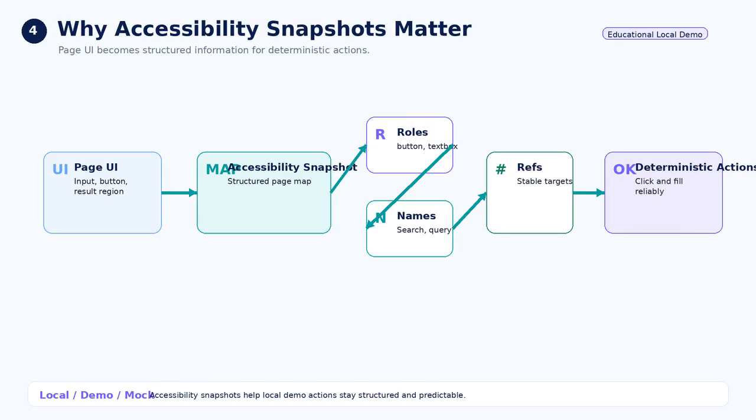That idea leads directly to why accessibility snapshots matter. Playwright MCP is not just screenshot-based clicking. It can expose structured page information through accessibility snapshots. That means the agent sees roles, names, and references for page elements. Buttons, inputs, headings, and labels become easier to reason about. This makes browser automation more deterministic than guessing from pixels. Good accessibility improves both users and agents.